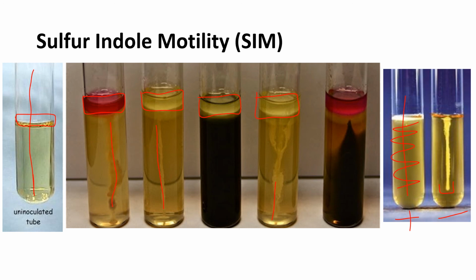And in the last one, Kovacs turns pink, so that is positive for indole. There's definite blackening, so it's positive for hydrogen sulfide production. And motility, it looks like the growth is moving away from the stab line. For the SIM media, motility can be difficult to read because we have not added the indicator that turns pink.